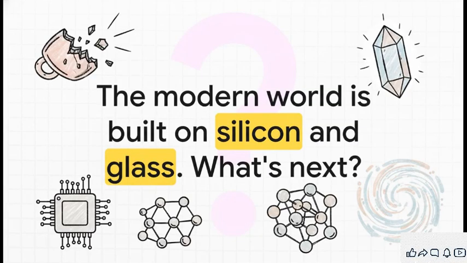So, from a shattered cup to a perfect diamond, the real identity of any solid really just comes down to its secret architecture, that fundamental choice between chaos and order. Think about it. Our modern world was built by mastering crystalline silicon for our computers and amorphous glass for our screens. It really makes you wonder, what new materials and what new atomic blueprints will define the world of tomorrow?